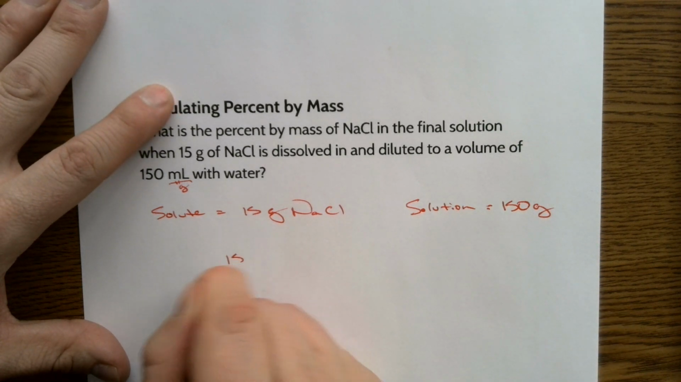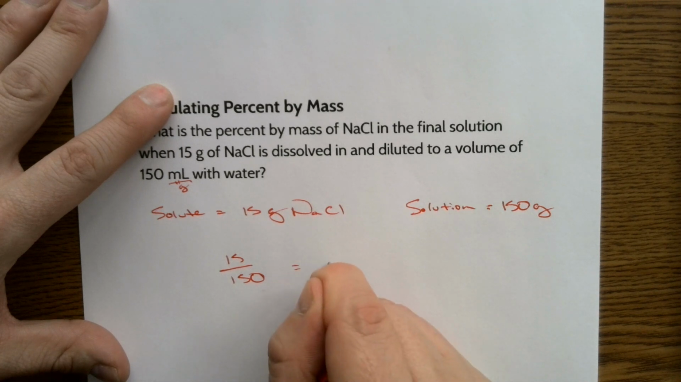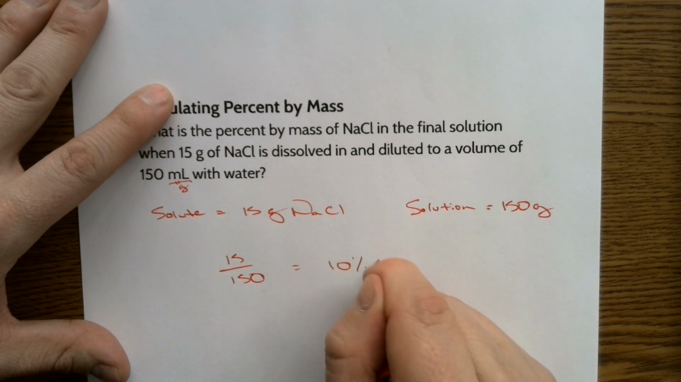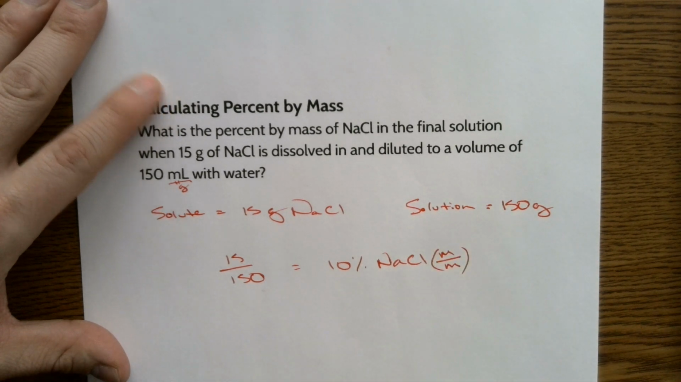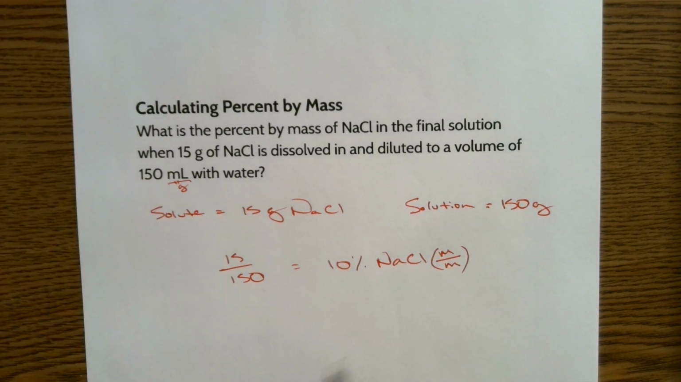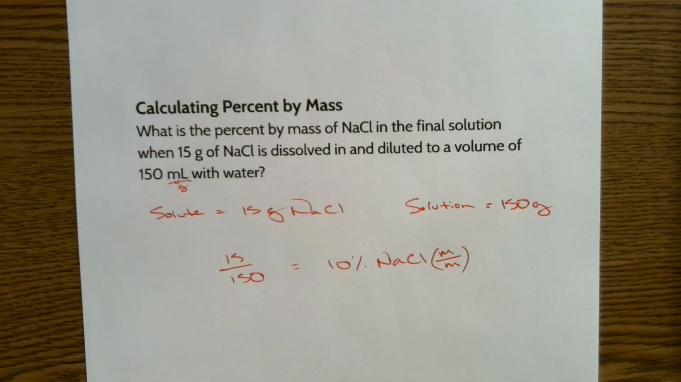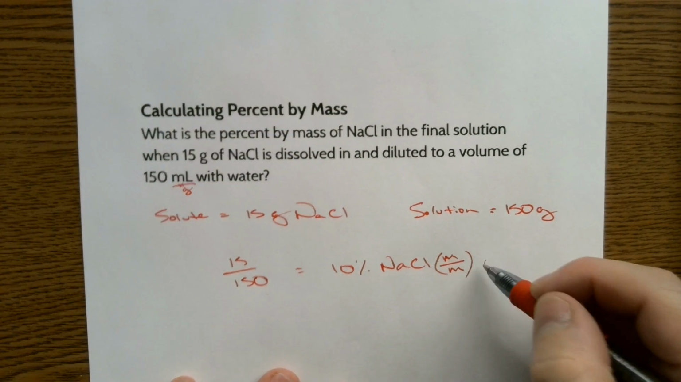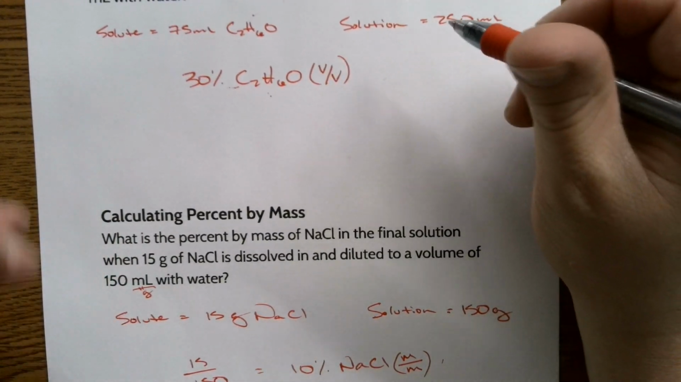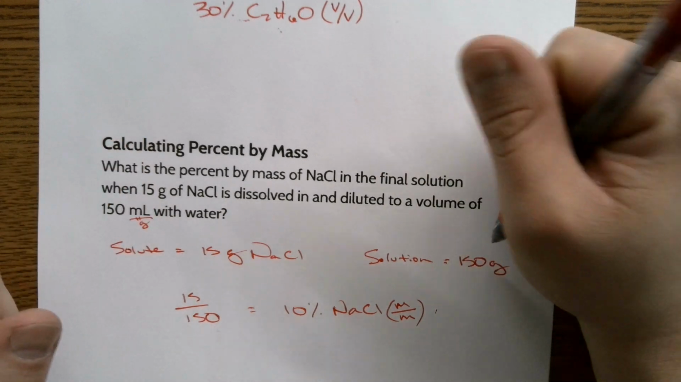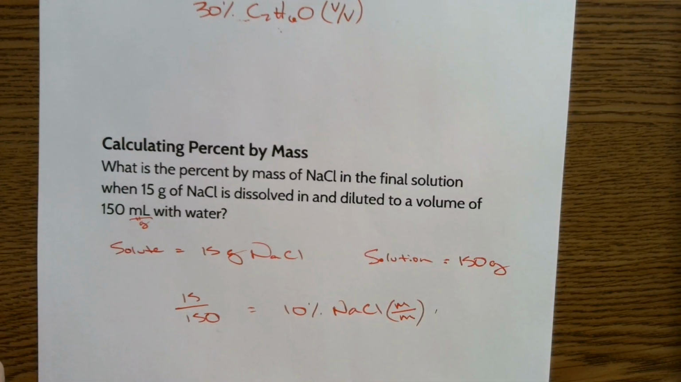So 15 divided by 150, that's 10%. So this is equal to a 10% solution of NaCl, mass over mass, like this. Okay? So basically all you're doing is you're finding the amount of solute and dividing it by the total solution that you are creating. And make sure to always put M over M or V over V. It tells the reader, oh wait, this is a volume over volume unit, this is a mass over mass unit. Okay, and it just helps clarify exactly what you're doing in the problem.